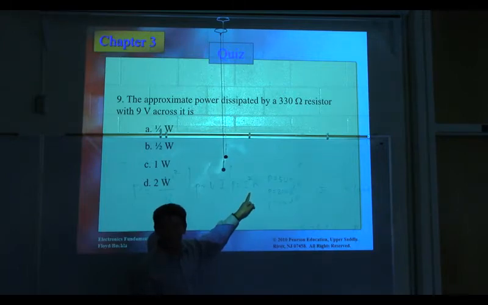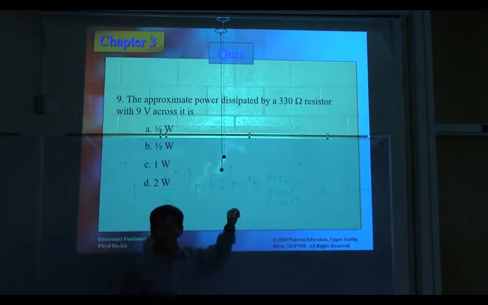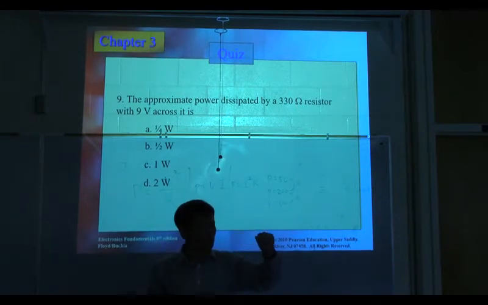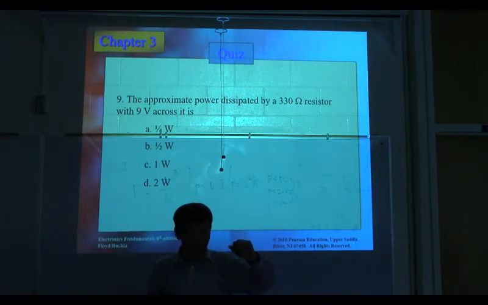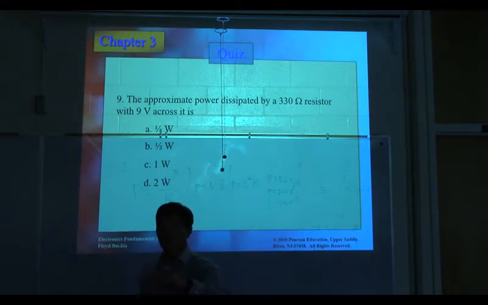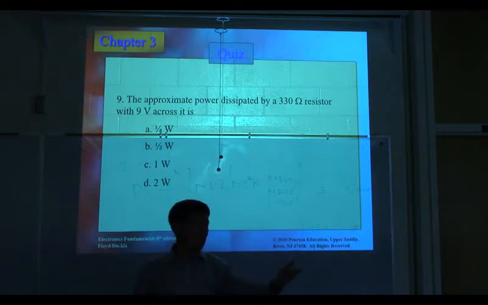How about if you are half the current? If it's half the current, then the power would be half, and then half again. So a quarter, right? Because if we double, then it's quadruple, but if we halve it, it's a quarter.